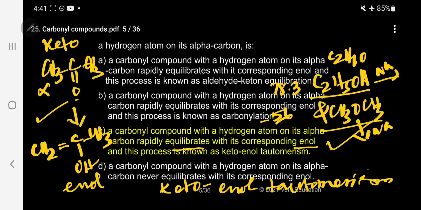So one of the structures will be in higher quantity, the other in lower quantity. Say here, keto form 95%, enol form 5%. And this phenomenon is different from that one. This is called tautomerism. Since it is keto and enol, we are calling it keto-enol tautomerism.